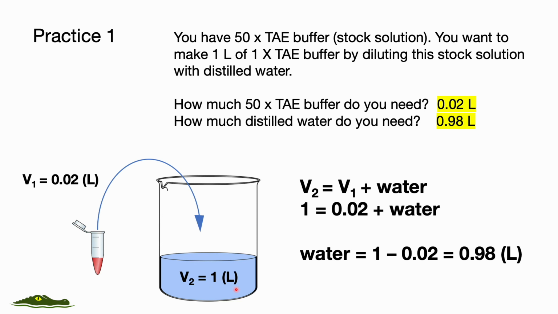V2 is the final volume, which is V1 plus water. Now we know both V1 and V2, and we can calculate the amount of water to be added. It should be 0.98 liters. The answer is 0.02 liters and 0.98 liters.